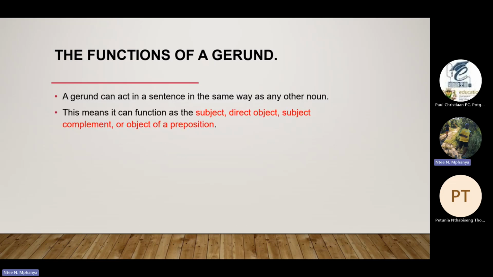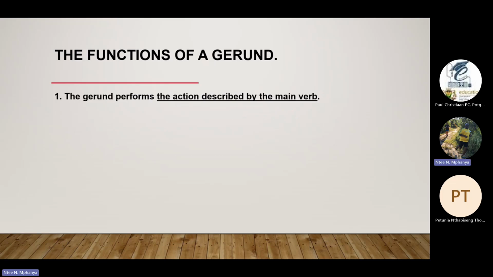This means it can function as the subject, the doer of the action; the direct object, the receiver of the action; subject complement, it complements or assists the subject; or object of a preposition, where it comes just after a preposition. The gerund performs the action. This is the first function of a gerund. It performs the action described by the main verb.